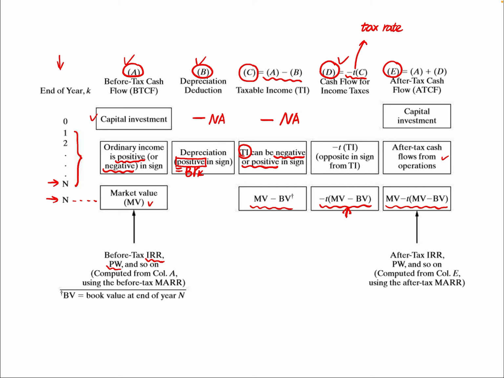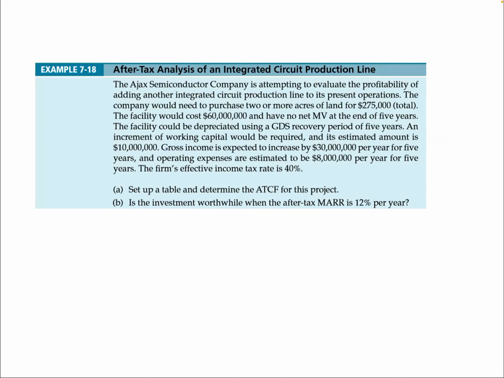Okay, so this is just a big table filled with equations, and this teaches you how to fill up this type of table. And then after you have this after-tax cash flow, you're gonna use the PW method or whatever method you learned from chapters 5 and 6 to calculate if it's bigger than 0 or not, to determine if this is a sound project or a bad one. So let's look at this example.